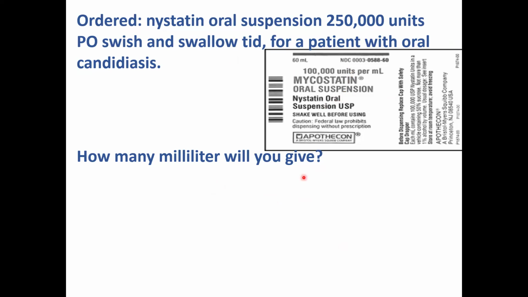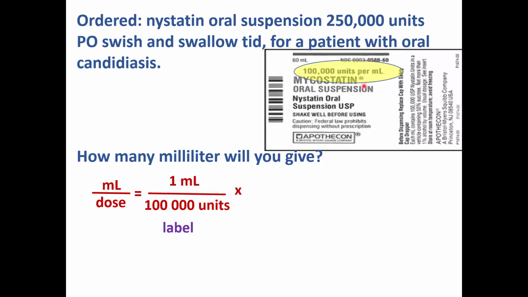So this time our desired answer is not tablet per dose anymore, but we're switching it to a milliliter per dose. Milliliter per dose. Now that means our first fraction needs some milliliters at the top. And just like on the tablets, our first fraction typically comes from the label. So reading up here on your label, we can see there's 60 milliliters in the bottle, but there's 100,000 units per 1 milliliter. So we're going to use that in our dimensional analysis here.